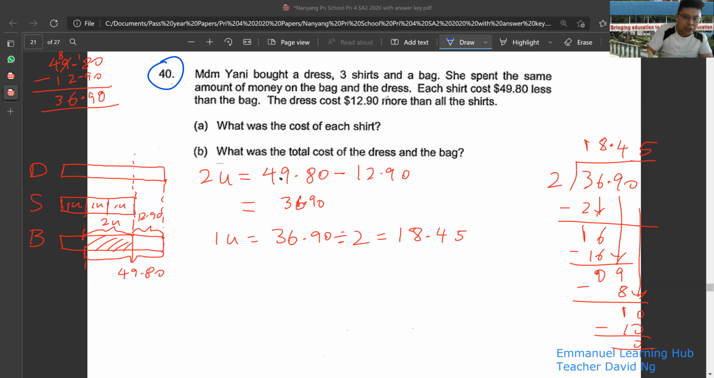Okay, what's the cost of each shirt? 18.45. Okay, that's the cost of each shirt. Get it? Yes. Okay, what's the total cost of the dress and the bag? What must you do?